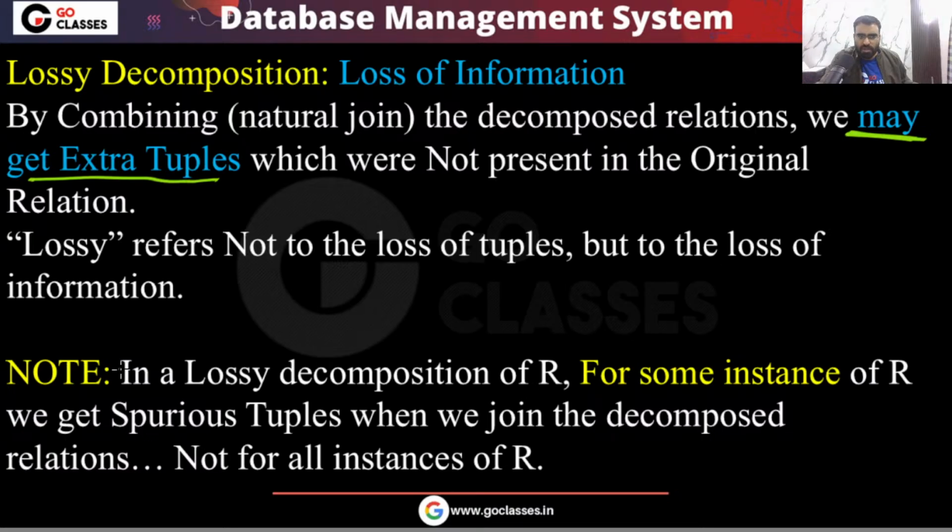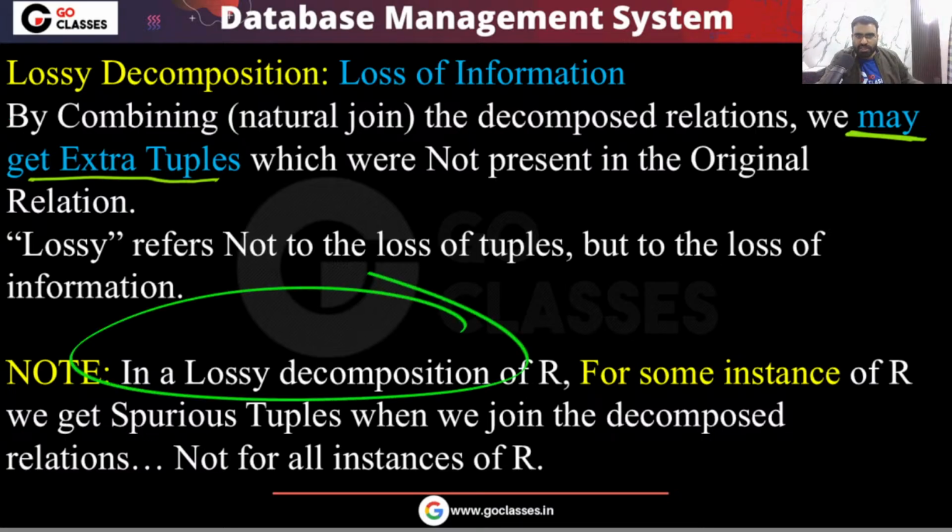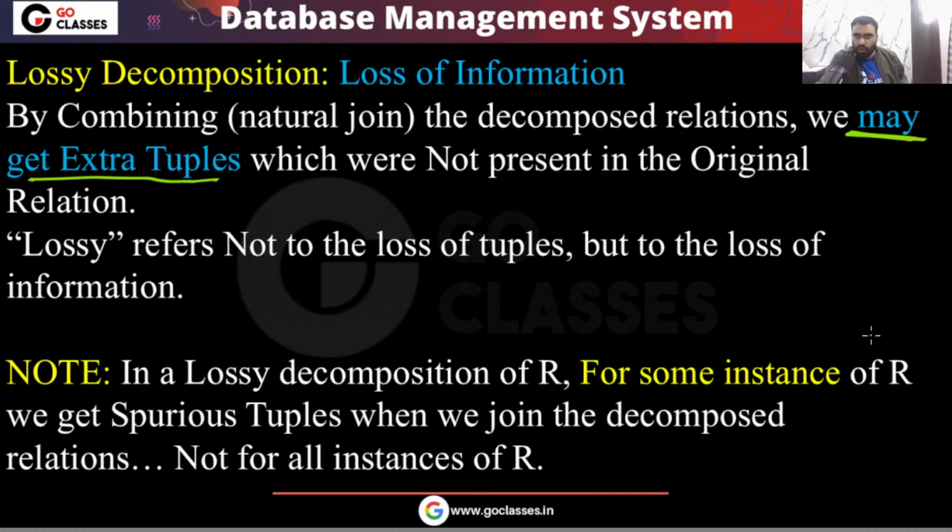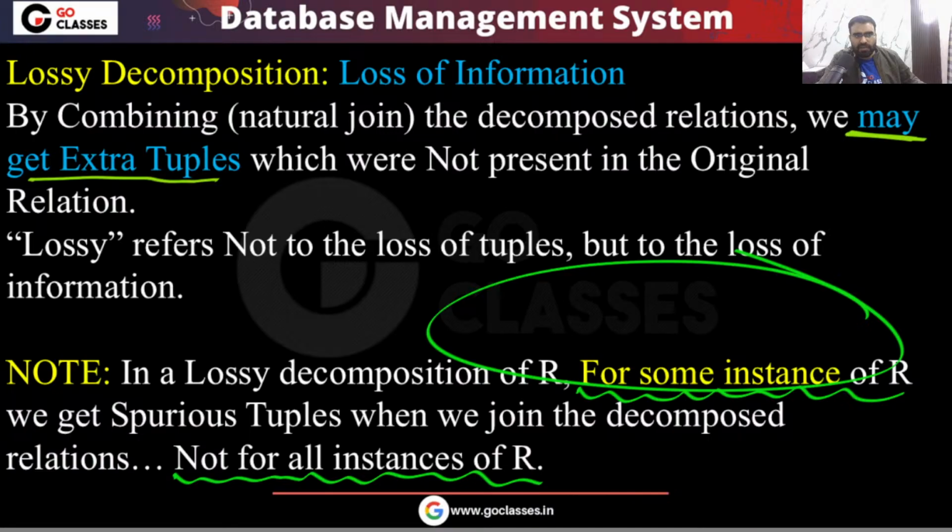So this is a note. Note that in a lossy decomposition of R, for some instance of R, we will get spurious tuples when we do the natural join of the decomposed relations. But it may not happen for all the instances. It will happen for at least one instance. It is not necessary that it will happen for all the instances of R. Very simple.